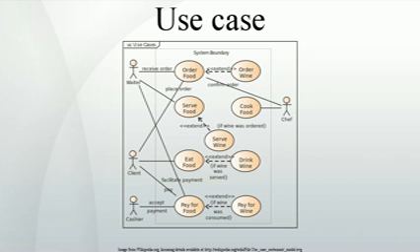Use case. In software and systems engineering, a use case is a list of steps, typically defining interactions between a role as an actor and a system, to achieve a goal. The actor can be a human or an external system.